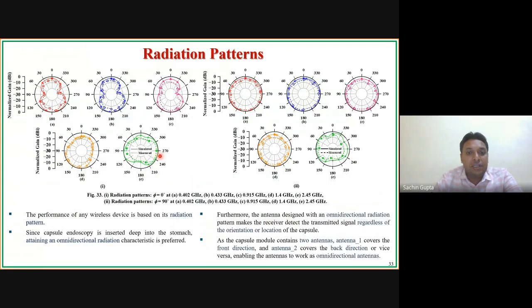These are the radiation patterns in the E plane and H plane at different frequencies in the 3 bands. So you can see the patterns are almost bidirectional in the E plane and almost omnidirectional in the H plane.